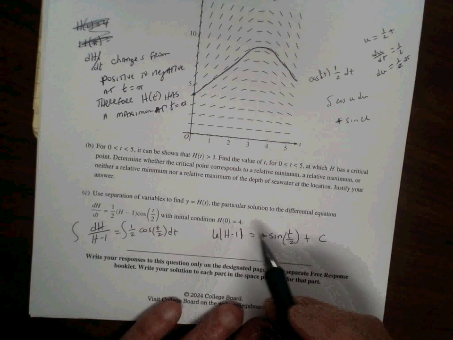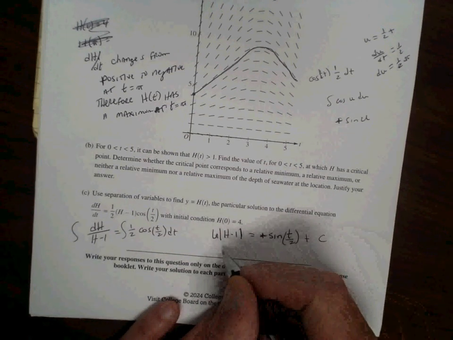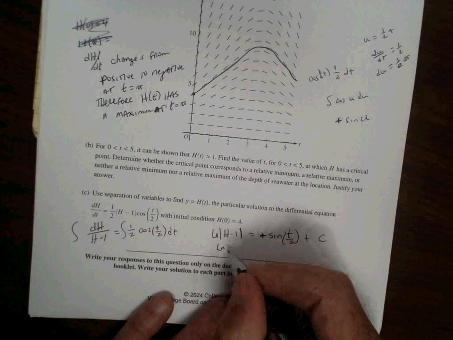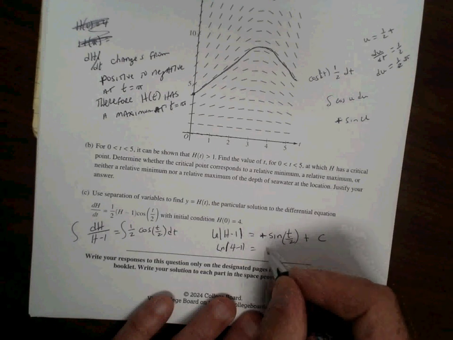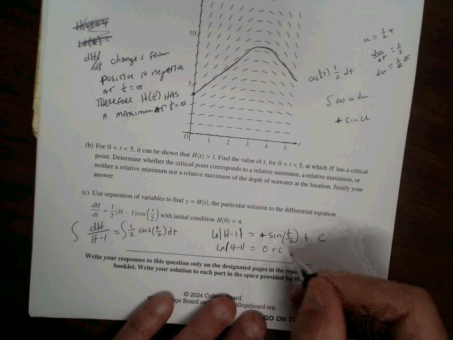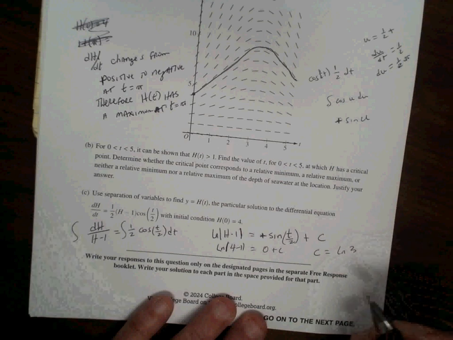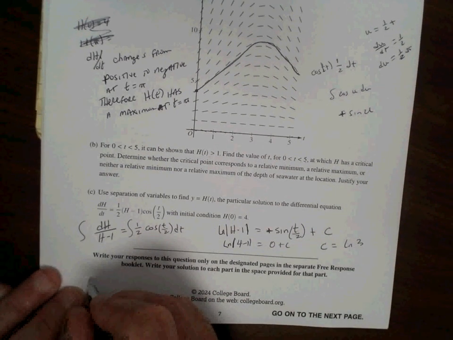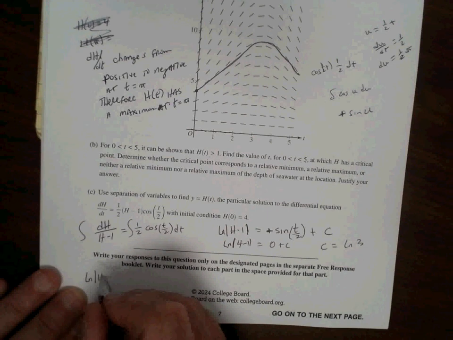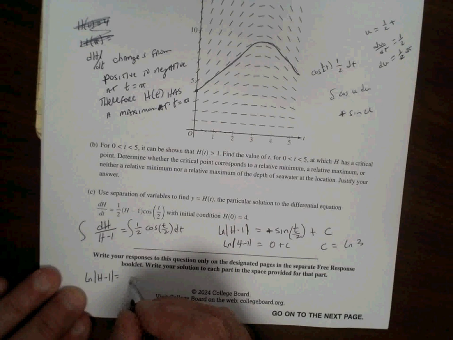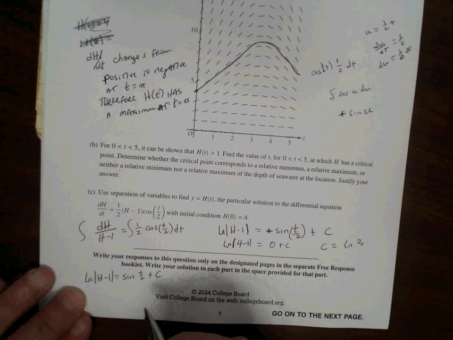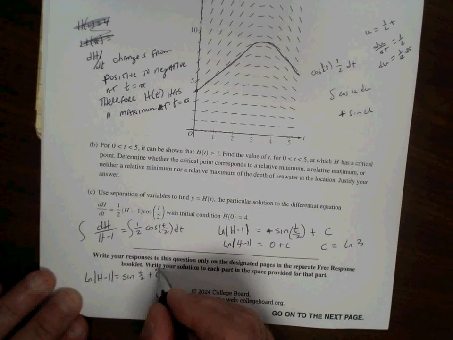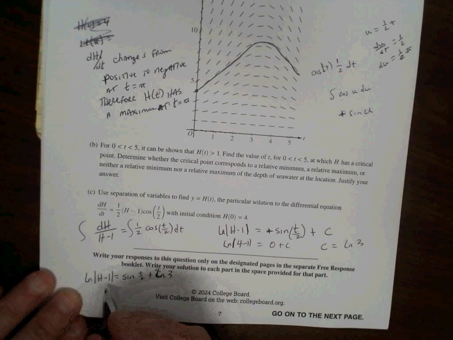Now we know that h of 0 equals 4, so if I plug in 0 for t, and I plug in 4 here, ln|4 minus 1| equals sine 0, that's 0, plus c, so c equals ln 3. So my ln|h minus 1|, and h is known to be greater than 1, so I really don't need the absolute values. I'm going to leave them there for a second though. Equals sine(t/2) plus c. I got to solve this for h, plus ln 3, we already solved that.